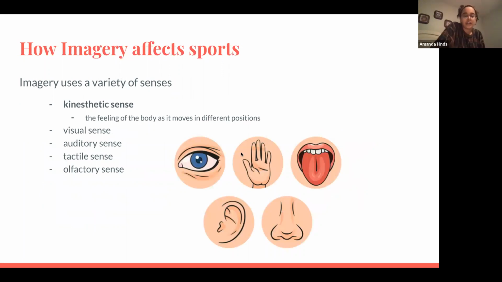So imagery uses a variety of senses. There is the kinesthetic sense, which is the feeling of the body as it moves through space in different positions. Then there's a visual sense, what you see, the auditory sense, what you hear, the tactile sense, what you can feel, and the olfactory sense, what you can smell. So all of these senses are important, but the most important sense for use of imagery in sports is the kinesthetic sense because it mimics that movement aspect.